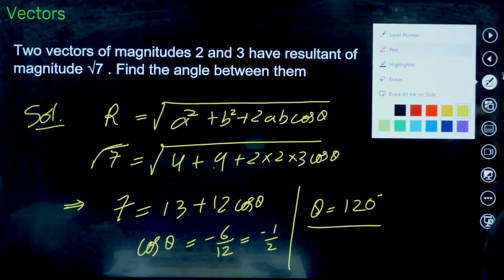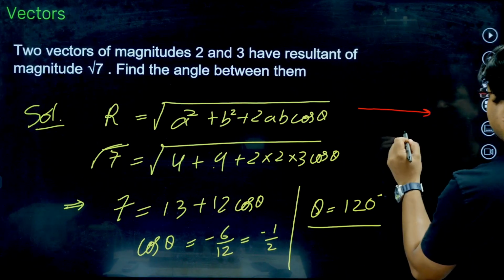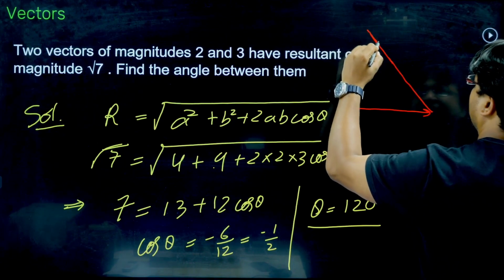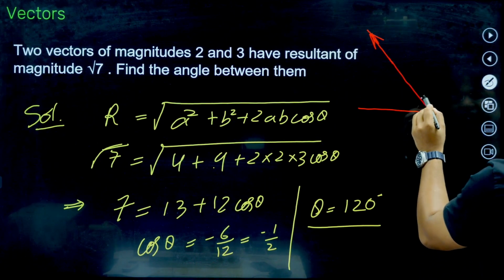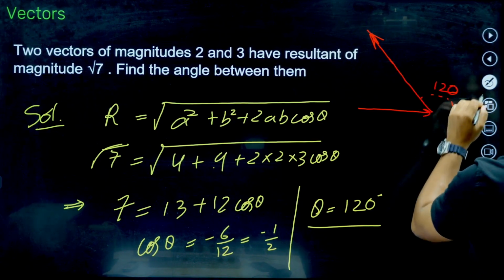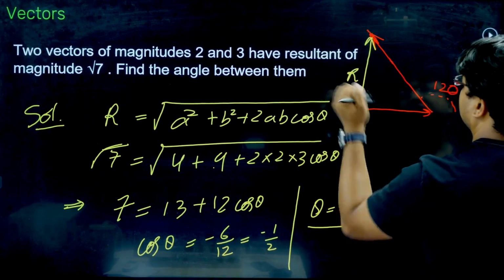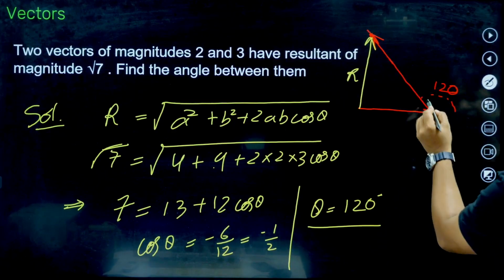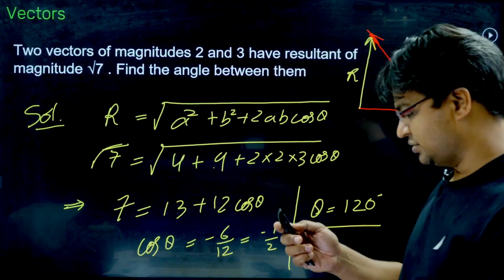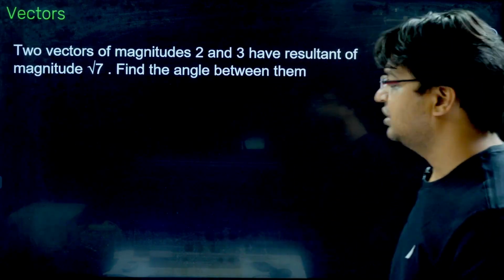Now I can even think about the kind of figure that we would be getting. One vector is like this, the other vector is somewhat like this, and this angle is 120 degrees. Therefore the resultant is somewhat like this. This is the kind of situation we can anticipate in this case. So we have found the formula to find the length of the resultant.